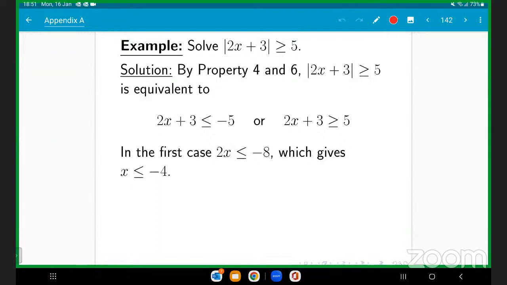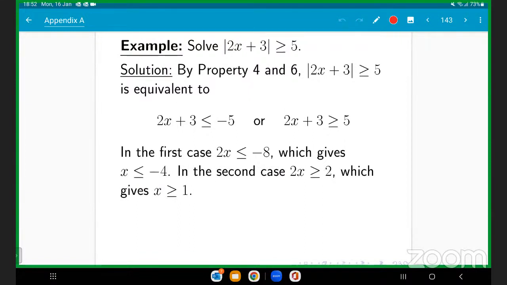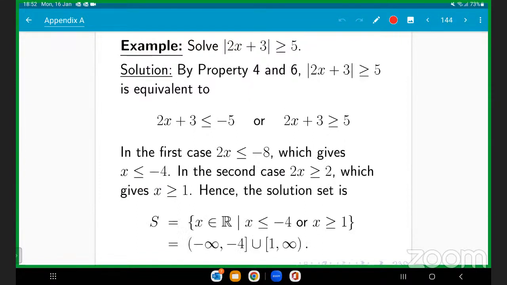The first inequality gives you a solution of x less or equal to -4, while the second one gives you x greater or equal to 1. And so your solution set is the union of these two intervals. All numbers between -infinity and -4, including -4, and all numbers between 1 and infinity, including 1.